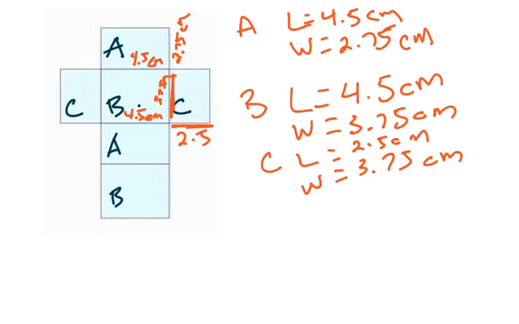So A, area is going to be equal to 4.5 times 2.75. I'm going to pop that in my calculator.